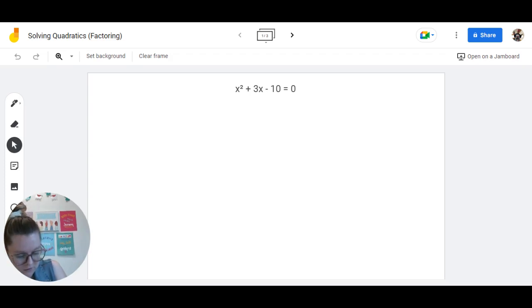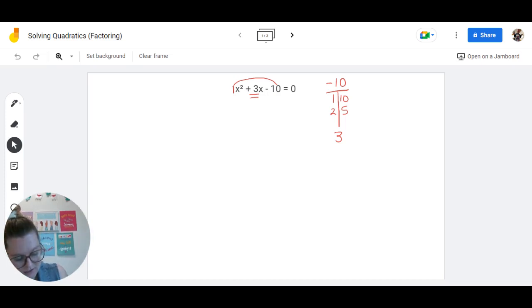So I'm going to multiply the first term times the last term. Remember, there's a 1 in front of x squared. I'm going to do my t-chart. 1 times negative 10 gives me a negative 10, and then the 3 will go at the bottom. So my factors of 10 are 1 times 10 and 2 times 5, and then I am going to find ones that multiply to negative 10 and add to a positive 3.